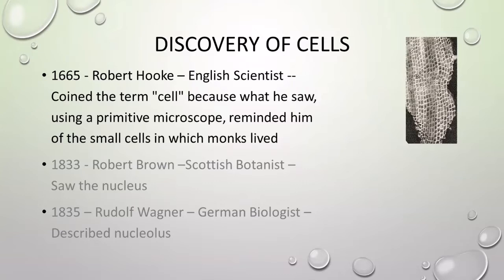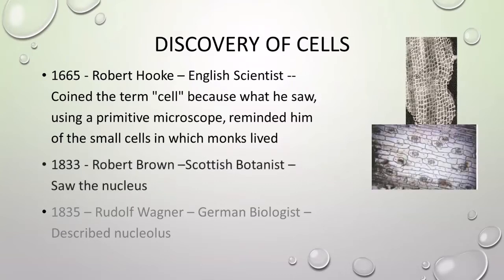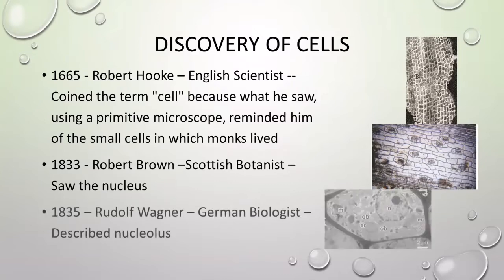And then in 1833, which was almost 200 years later, the microscopes got good enough that Robert Brown, a Scottish botanist, could see the nucleus. And then Rudolf Wagner, a German biologist, described the nucleolus, and that's this dark circle inside of the nucleus right here.